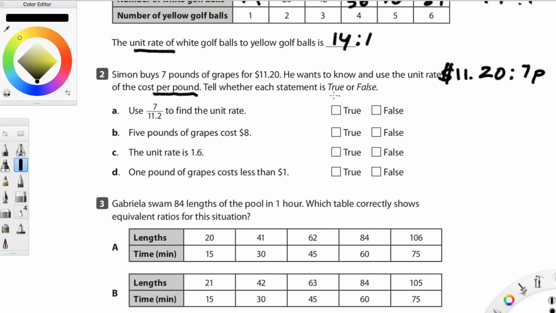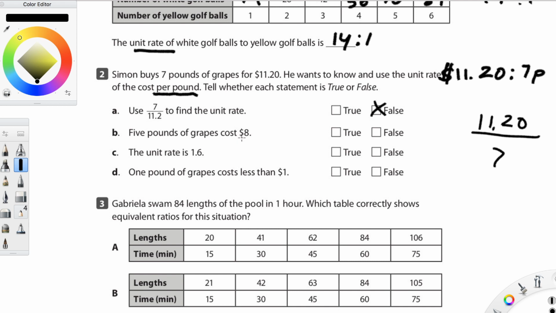So tell whether each statement is true or false. It says use 7 and 11.2 to find the unit rate. Now, if we wrote the fraction, we would have to make sure that, see how it says per pound? That means the pounds are going to go second. But we have to make sure that if this is going to be true, it has to go in order. Our first number here, 11.20, would go in the beginning on the top of this fraction, and then the bottom, 7, would be it. So it looks like they have theirs backwards, so this one would be false.